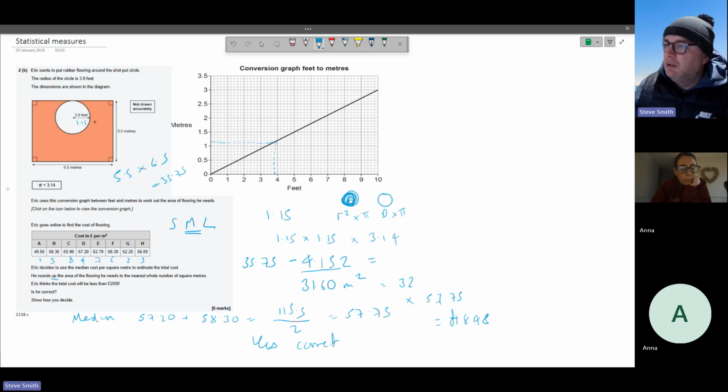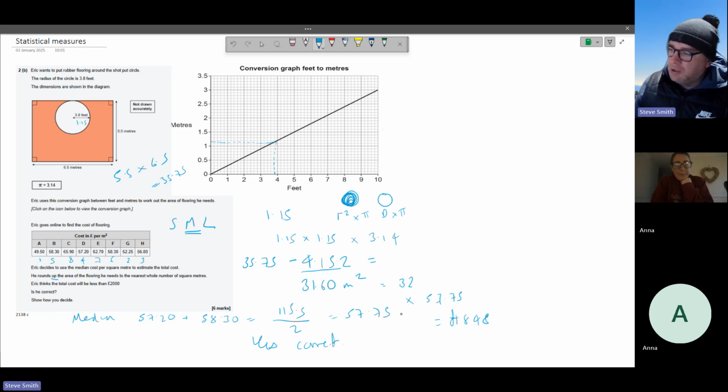So for me, you're getting a mark here for converting that straight away. Then you're getting another mark for working out both the areas. We did that here, and taking them away. So you've got 3 marks already for doing this top part. Then you're going to get the 4th mark for finding out the median. And then the 5th mark will be the median price times by your meterage. That's your 5th mark. And then your 6th mark is not forgetting to say yes or no. And that was really important.